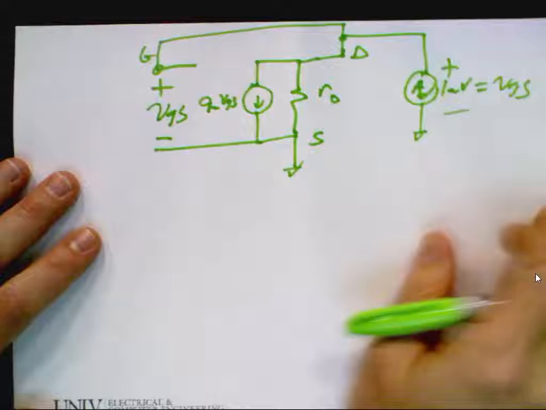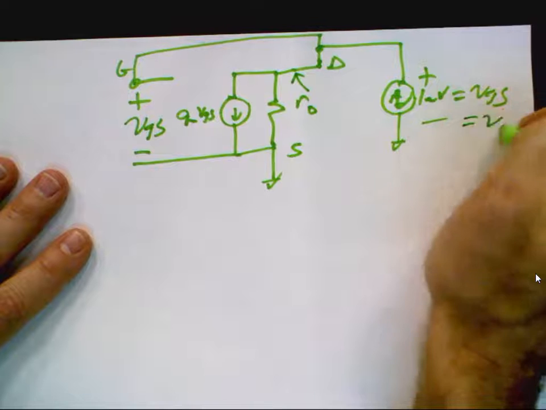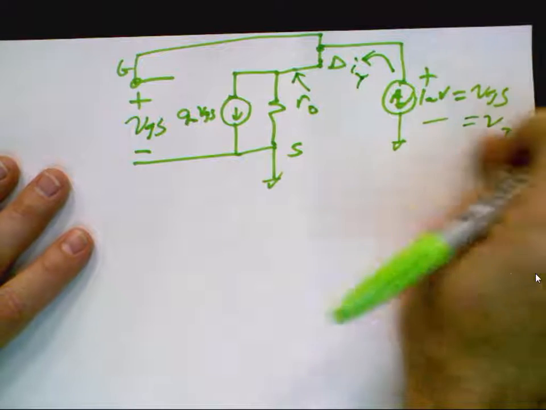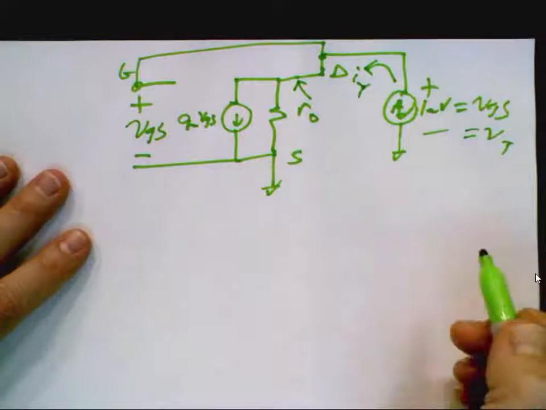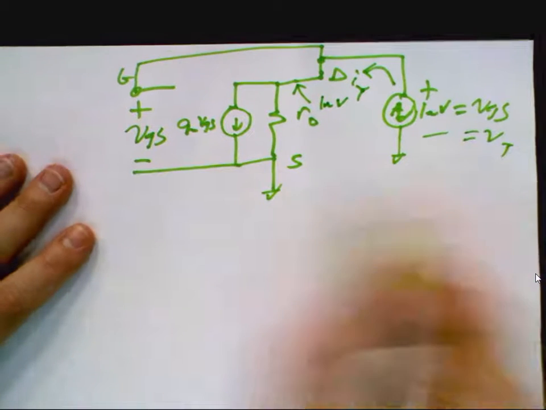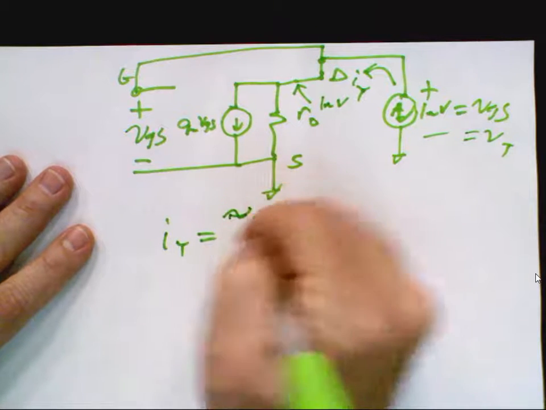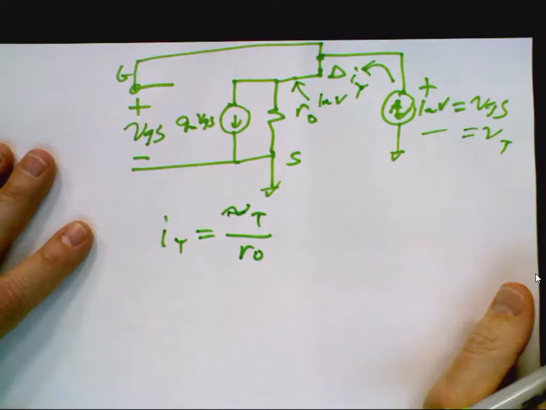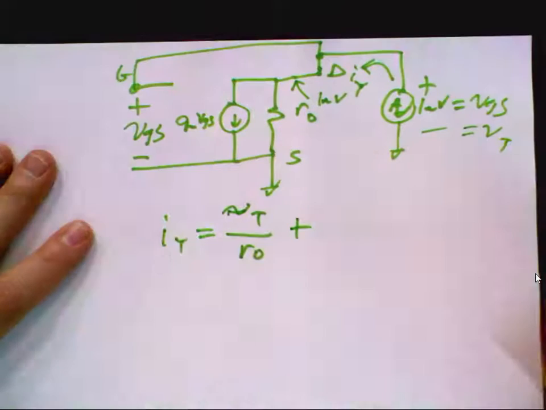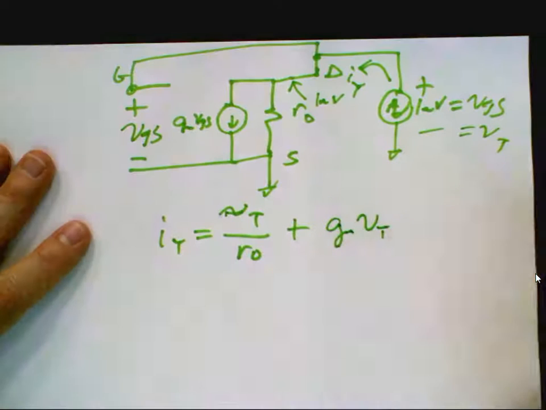I go back over here and I go, okay, what's this voltage? Let's call it VT, and we'll call this IT. So we got VGS equals VT equals 1 millivolt. What's this voltage? It's 1 millivolt. I'm physically holding it at 1 millivolt. Anybody not see that? So I write I test is equal to V test divided by R out, plus the current flowing in here, which is GM VGS, or, because we're running out of time, GM V test.